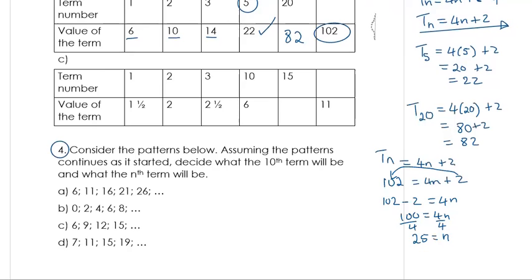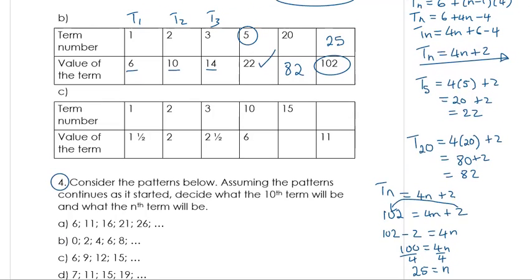So in this case, 102 is term number 25. And that's how you work with patterns that have a constant difference. You can be asked to find the value of the term, or they can give you the value of the term and ask you to find the term number. Just remember that if they give you the value of the term, they've given you Tn, so instead of Tn you must put that value. If they give you the term number, you go to your equation and instead of n, you put that number. That is the difference between those two.